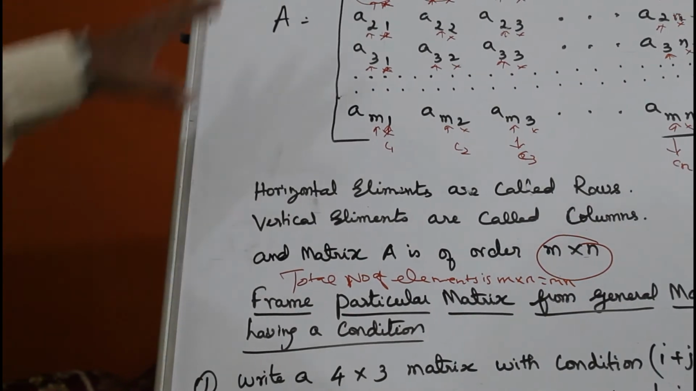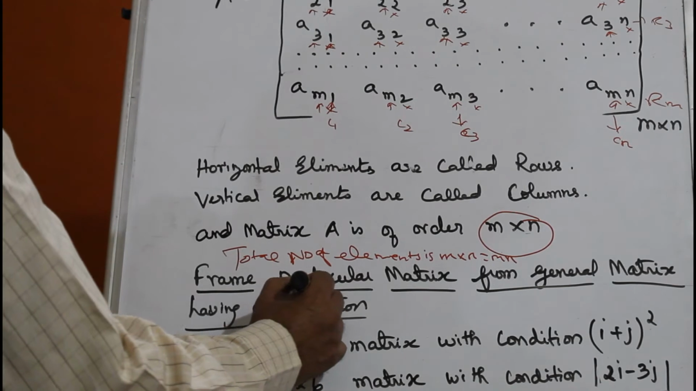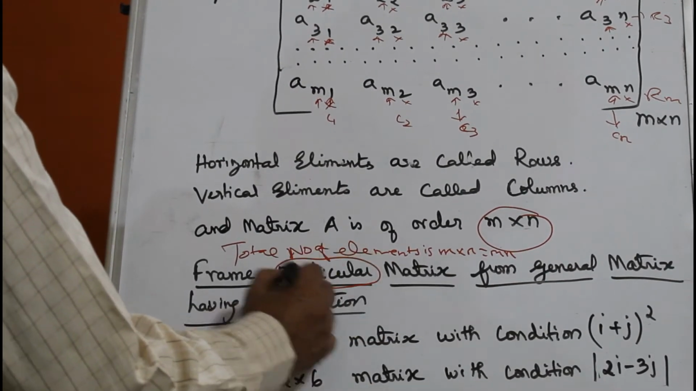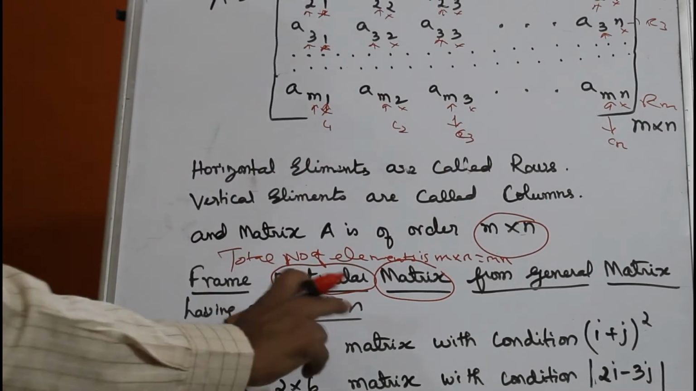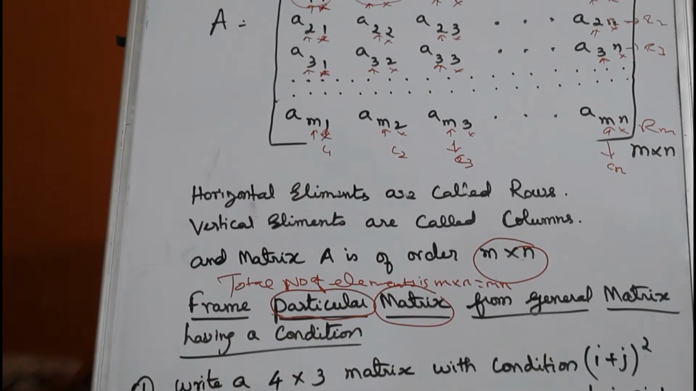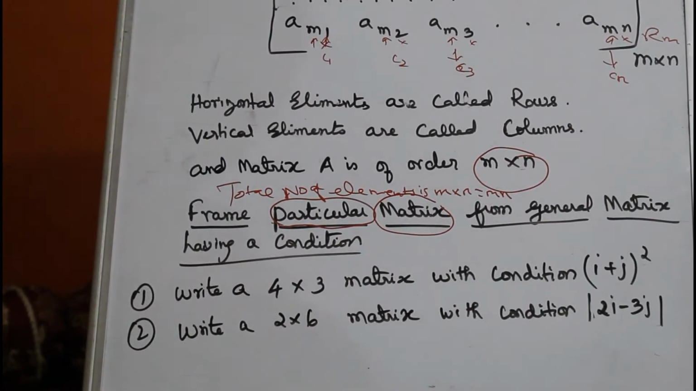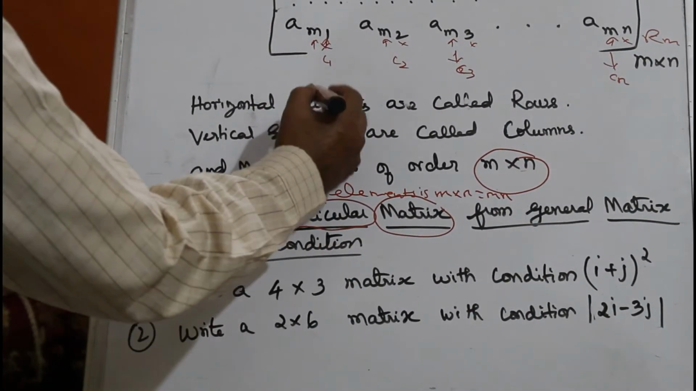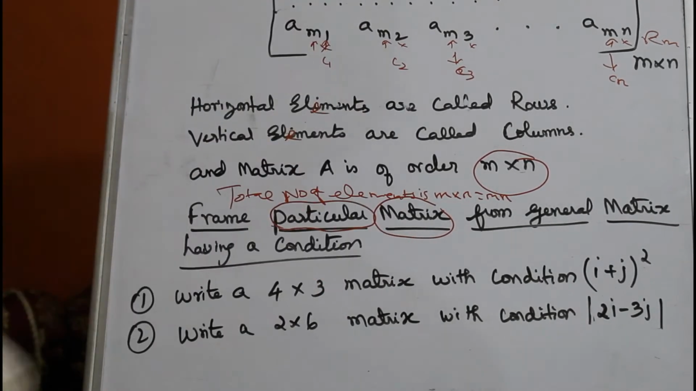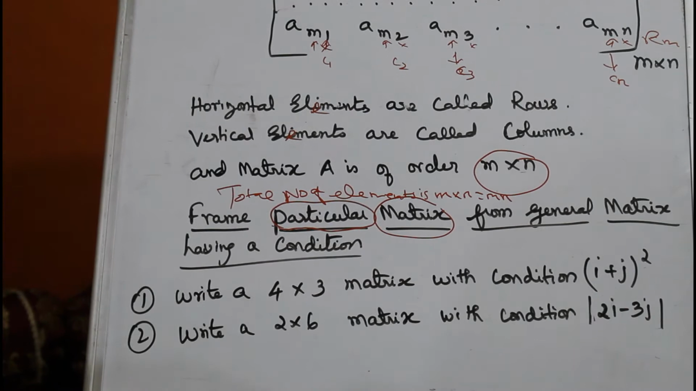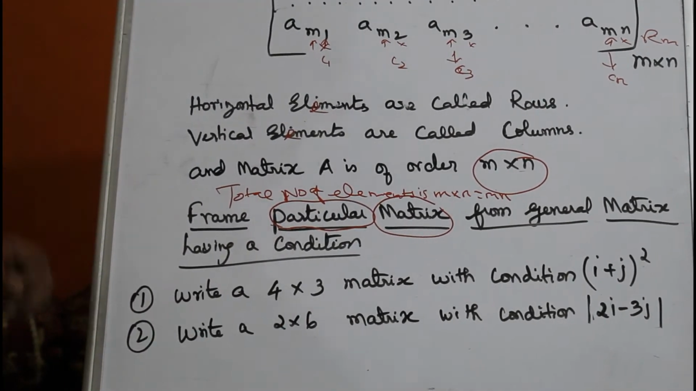So what you have written is a general form. If you do a particular matrix from a general matrix having a condition, we can understand why. Two sums are given. If you do the sums, we know what is meant by horizontal elements, are called rows and columns. So this is a main one. Now we'll do two sums.